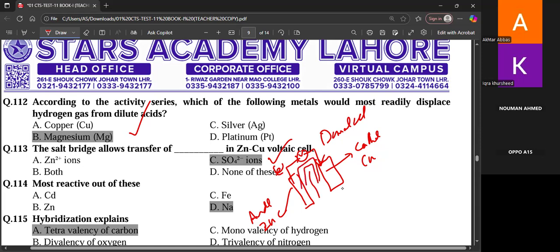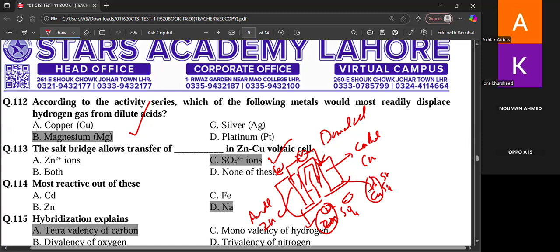So you know that the zinc anode is dipped in the zinc sulfate solution, while copper is placed in the copper sulfate solution. So Cu²⁺ ions and SO4²⁻ ions are formed. So the positive ions are the same in both solutions.